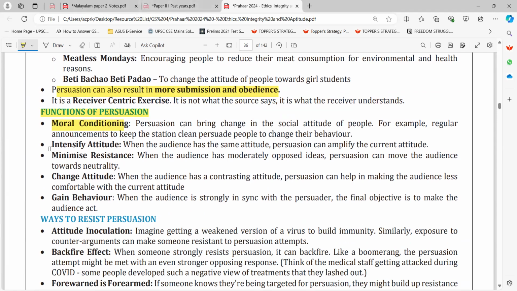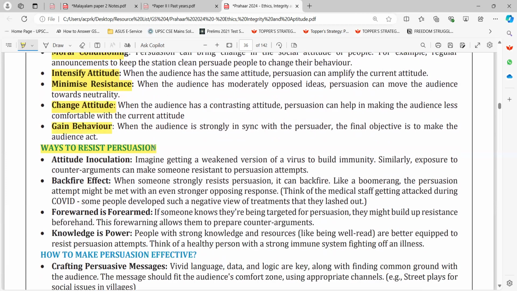Intensify attitude. When the audience has the same attitude, persuasion can amplify the current attitude. Minimize resistance. When the audience has moderately opposed ideas, persuasion can move the audience towards neutrality. Change attitude. When the audience has a contrasting attitude, persuasion can help in making the audience less comfortable with the current attitude. Gain behavior. When the audience is strongly in sync with the persuader, the final objective is to make the audience act.